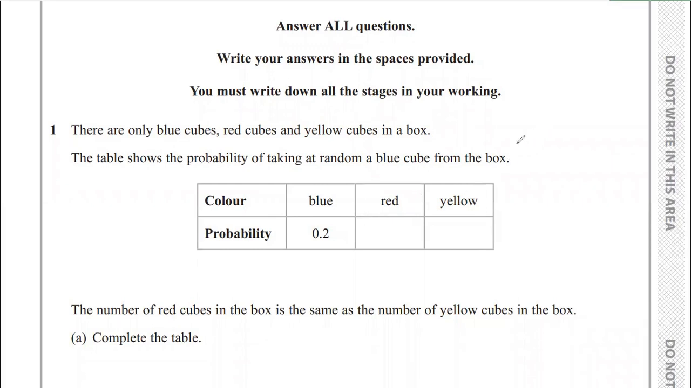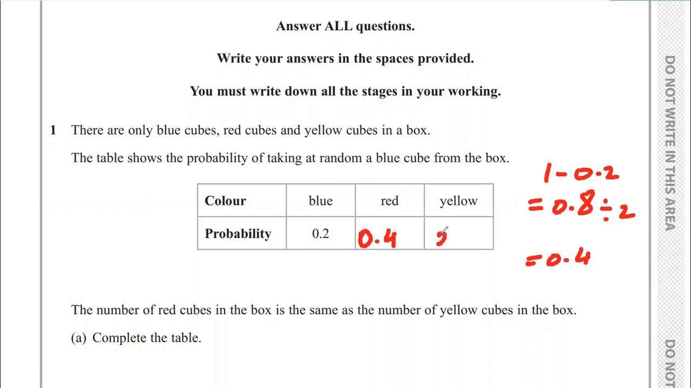So what we need to do is, we know that all of the probabilities add up to 1. So 1 take away 0.2 gives me 0.8. Divided by 2 will give me 0.4. So 0.4 and 0.4 because they have the same probability.